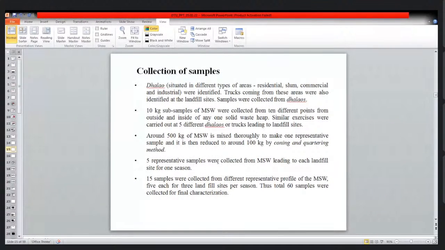5 representative samples were collected from municipal solid waste leading to each landfill site for one season. 15 samples were collected from different representative profiles of municipal solid waste, 5 each for 3 landfill sites per season. Thus, 60 samples were collected for final characterization.